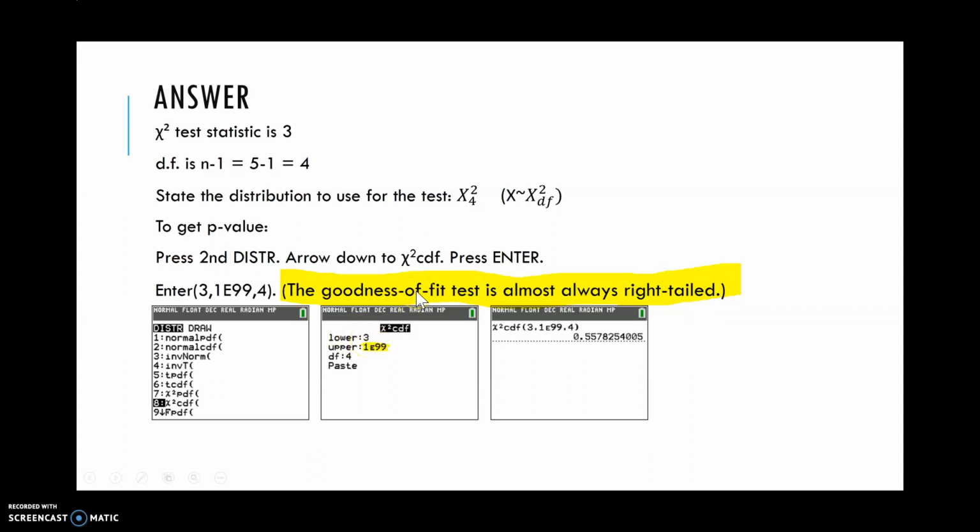And then the goodness of fit test we said is almost always right-handed, and I told you that all the problems I would give you on the homework and on labs and quizzes and tests would be right-handed.